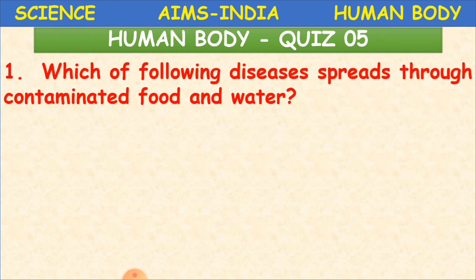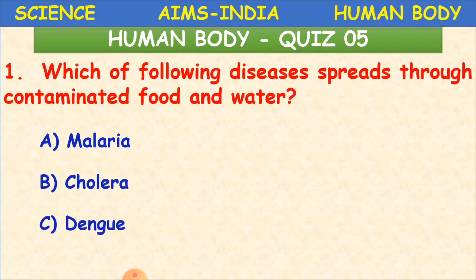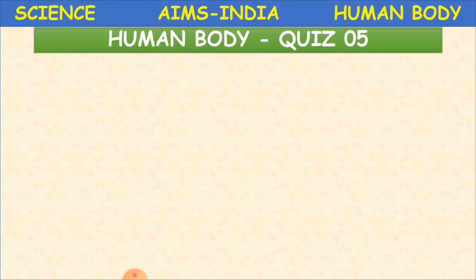Now we'll go to the question and answer session. Which of the following diseases spreads through contaminated food and water? Contaminated means, children, if there is any infection there. Is it malaria, cholera, dengue or filaria? Which do we get through contaminated food and water? It is cholera. Clear, children? Yes.